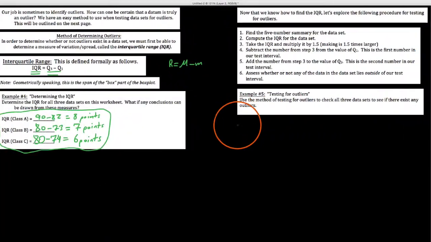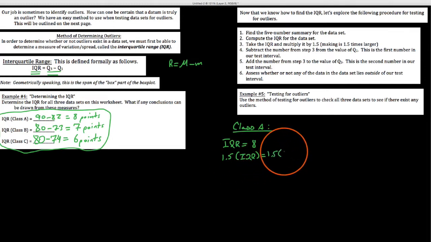So for Class A, we're going to test Class A for outliers. We found the IQR. The IQR is equal to 8 units. We're going to say 1.5 times the IQR would be 1.5 times 8, and 1.5 eights would be equal to 12. So this number, I'm going to box it here. This is very important because on steps 4 and 5, I say step 4 is subtract the number that you just found in step 3, which is this 12, this 1.5 times the IQR. We are going to take it away from the value of Q1. This is the first number in our test interval.